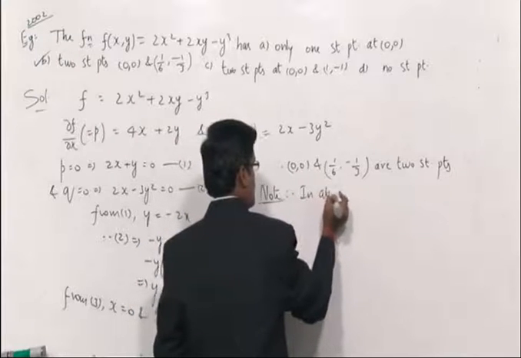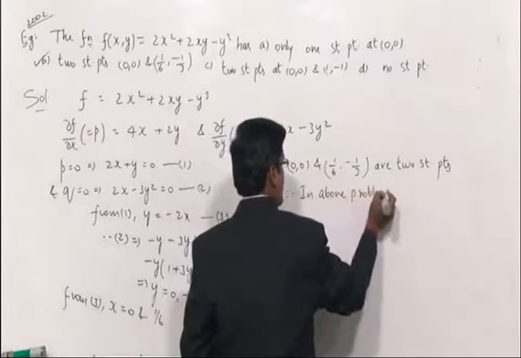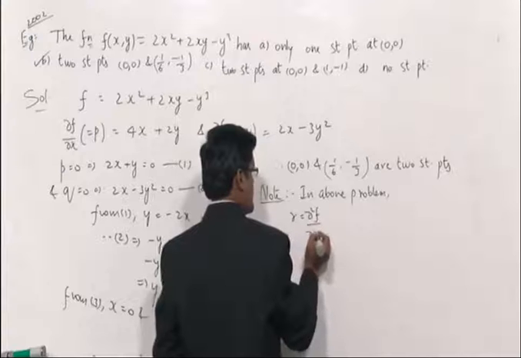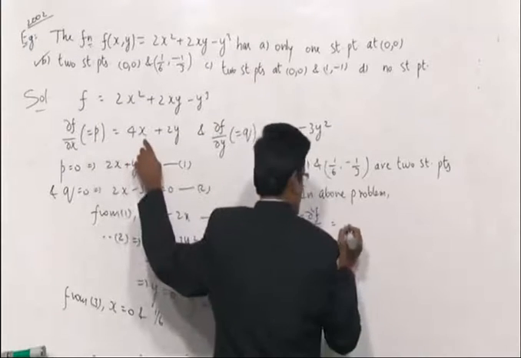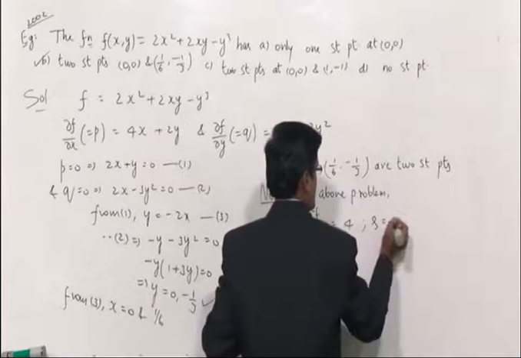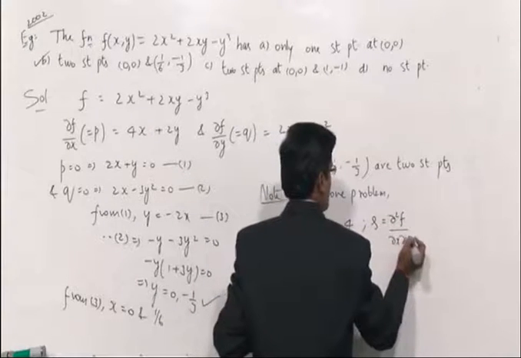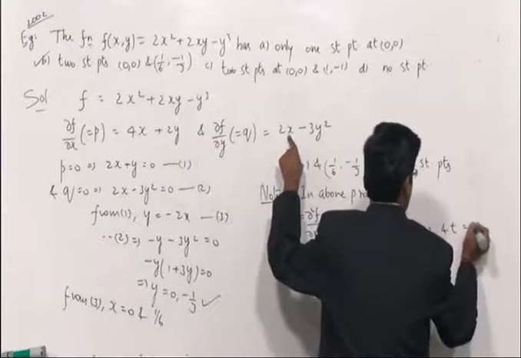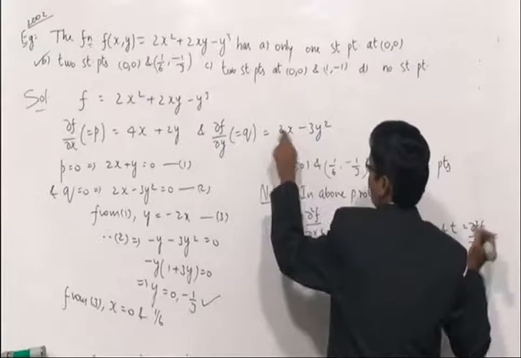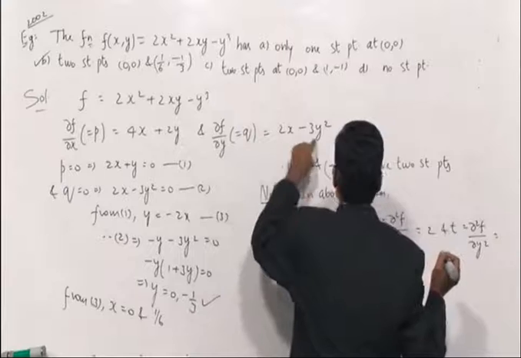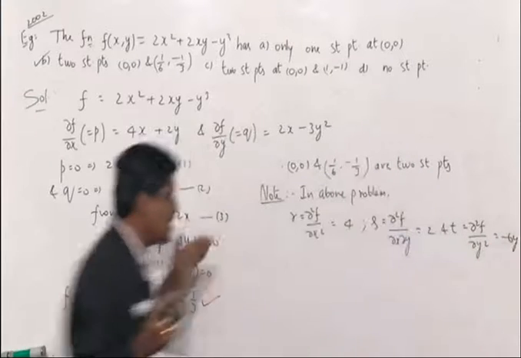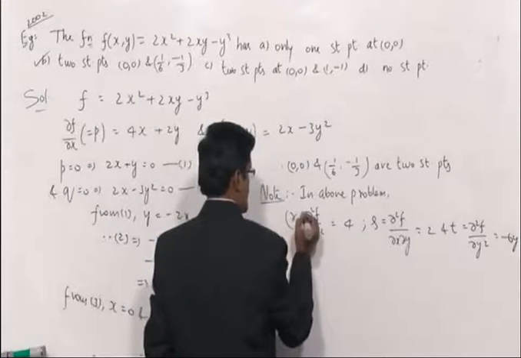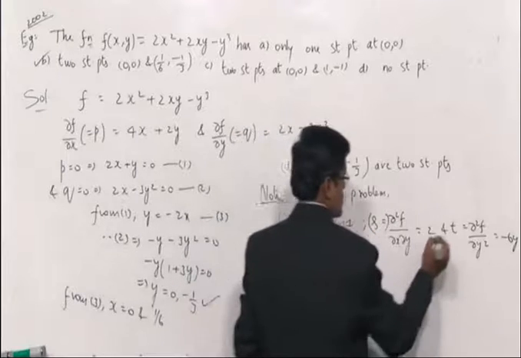In the above problem, R is nothing but del square f by del x square. That is, for del f by del x you find one more derivative with respect to x, which gives 4. S is del square f by del x del y. That is, for del f by del y you find the derivative with respect to x, which gives 2. And T is equal to del square f by del y square. For this you find one more derivative with respect to y, which gives 0 and minus 6y. That means I have calculated all the second order derivatives denoted by R, S, T. Or you can write directly like this, for understanding purpose, other notations.